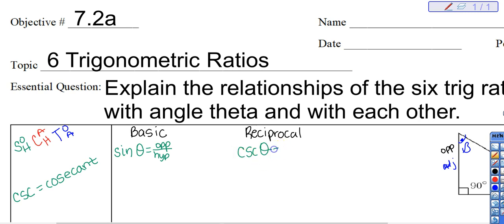So here's the problem. With cosecant of theta, your calculator doesn't have a cosecant button. So what do you type into your calculator if you're given cosecant of theta?